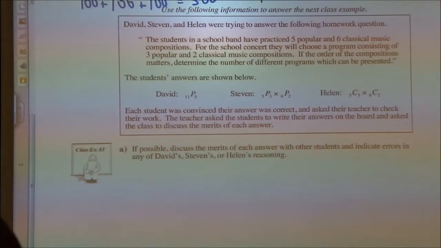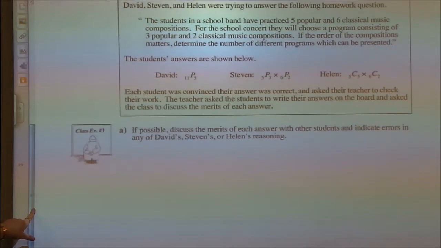This one's a tricky one because there's a lot of stuff going on in this question. A school band has practiced 5 popular and 6 classical musical compositions. For a school concert, they're going to choose a program that has 3 popular and 2 classical. If the order of the composition matters, determine the number of different programs which can be presented. The students' answers are shown below. Each student was convinced that they were correct, and they asked the teacher to check the work. The teacher asked them to write their answers on the board, and then they discussed the merits of each answer.